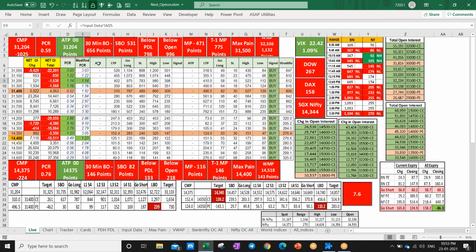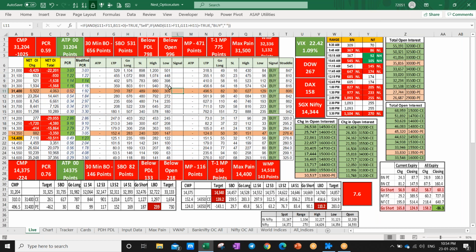The ATP is the average traded price or VWAP, and LTP is the latest traded price or current market price, and this is the go long level. This level is coming from the above copy automatically after the market hours. Whenever you are planning to buy the call option, this is the call option, this is the put option, you should only try to buy above this level, whenever it's trading above the VWAP, so you'll get a buy signal here automatically.